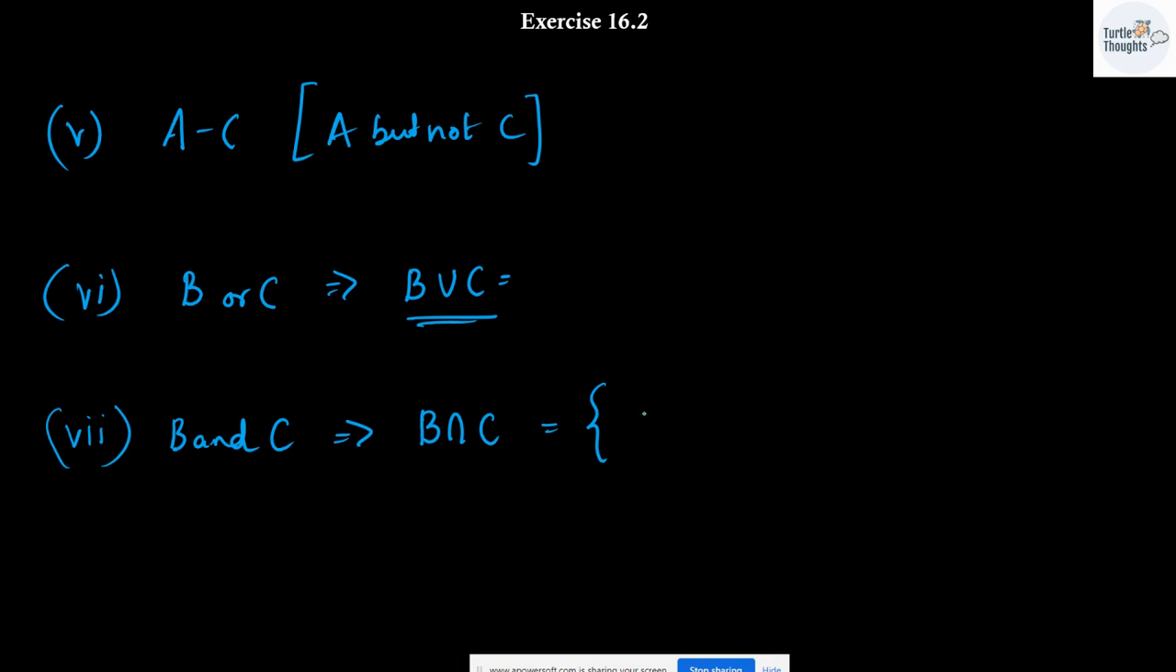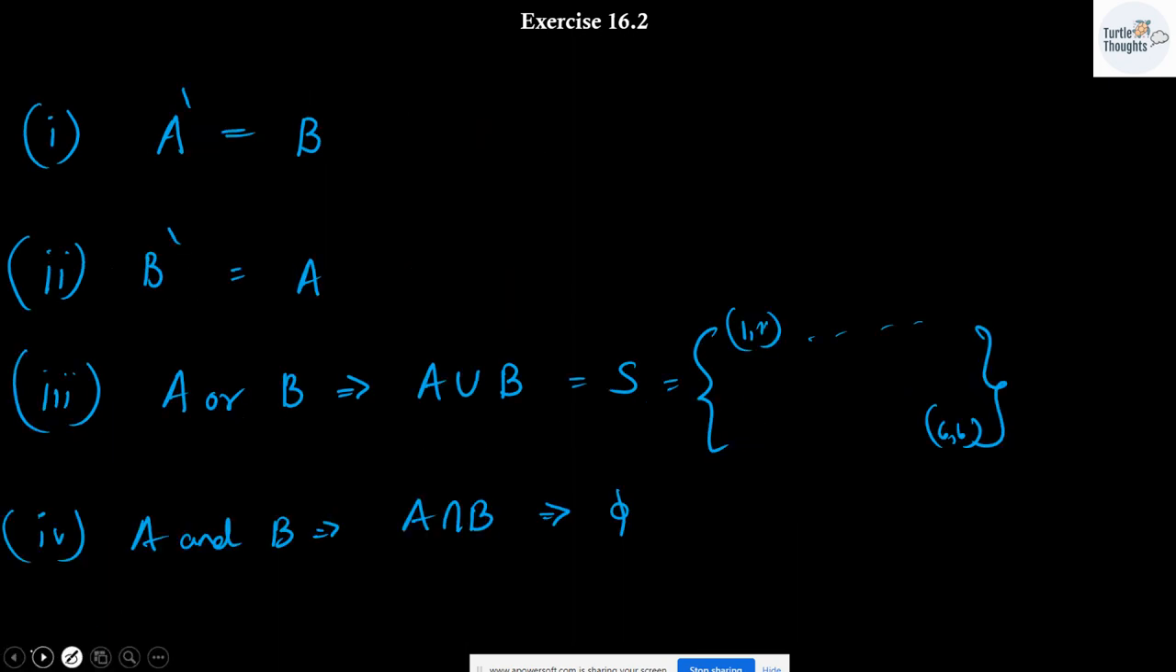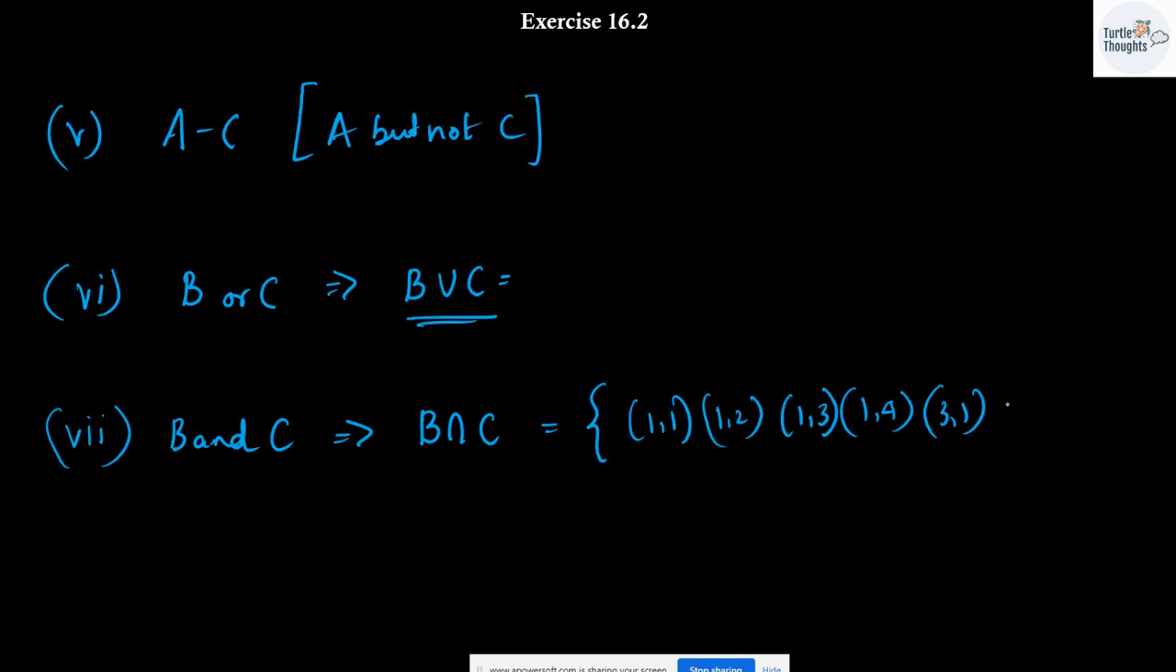You can write B intersection C as 1 comma 1, 1 comma 2, 1 comma 3, 1 comma 4, 3 comma 1, and we had 3 comma 2.